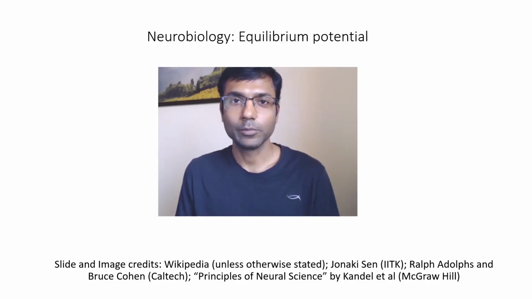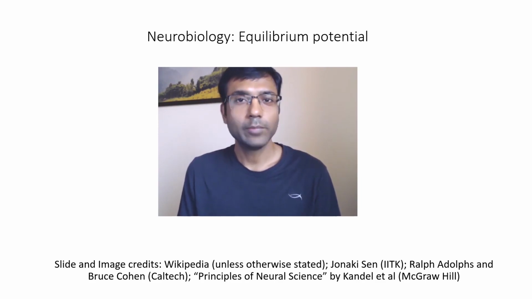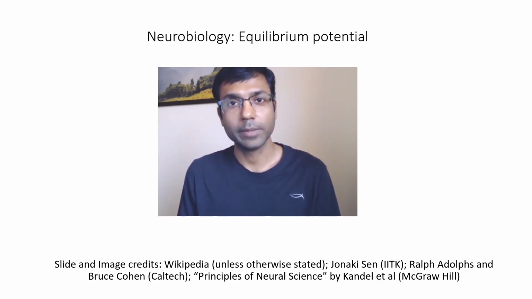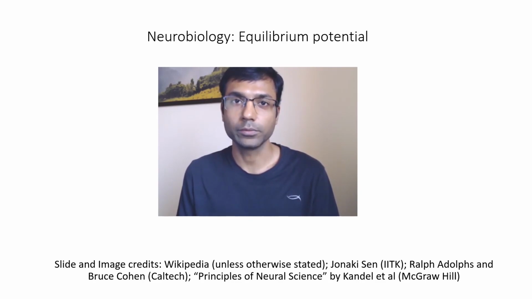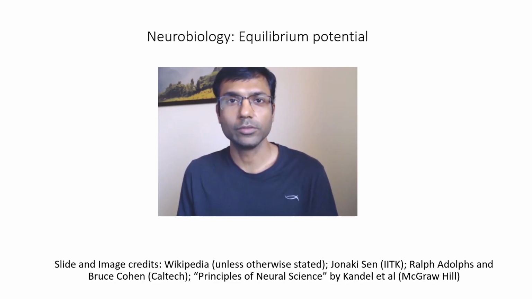Hi everyone, welcome to Neurobiology. We have been looking at membrane potential and various membrane properties in the last few videos. And we have always been saying that the membrane potential is usually around -65 or -70 millivolts. So let us now try to understand where this number comes from.